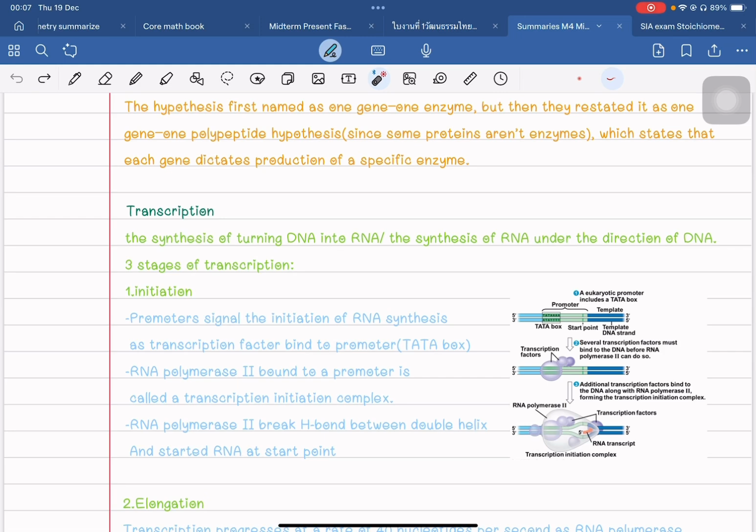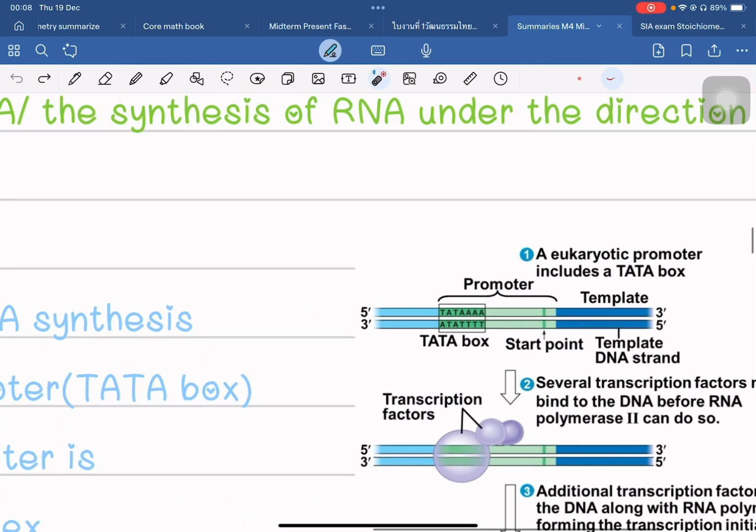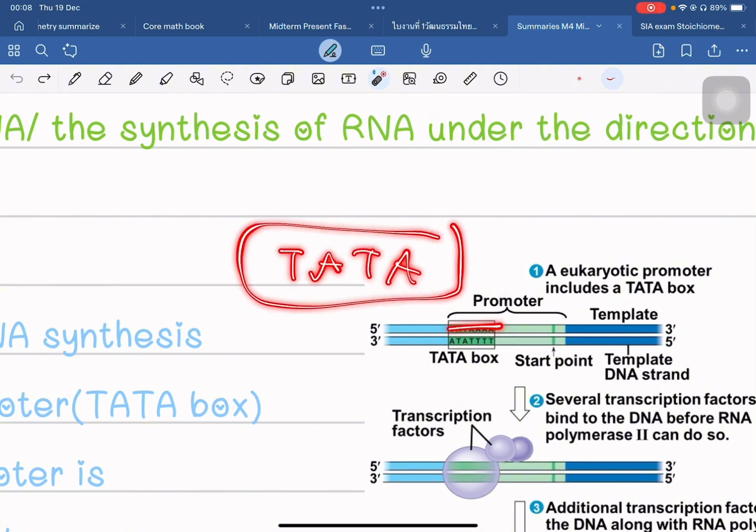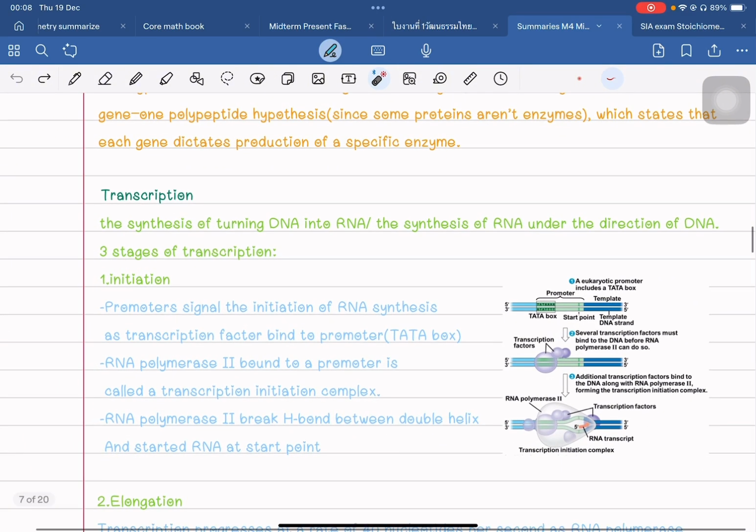There are three stages. First is initiation. The promoter signals the initiation of RNA synthesis as transcription factors bind to the promoter, which contains the TATA box. They call it the TATA box because the nucleotides that always sit here are T, A, T, and A.